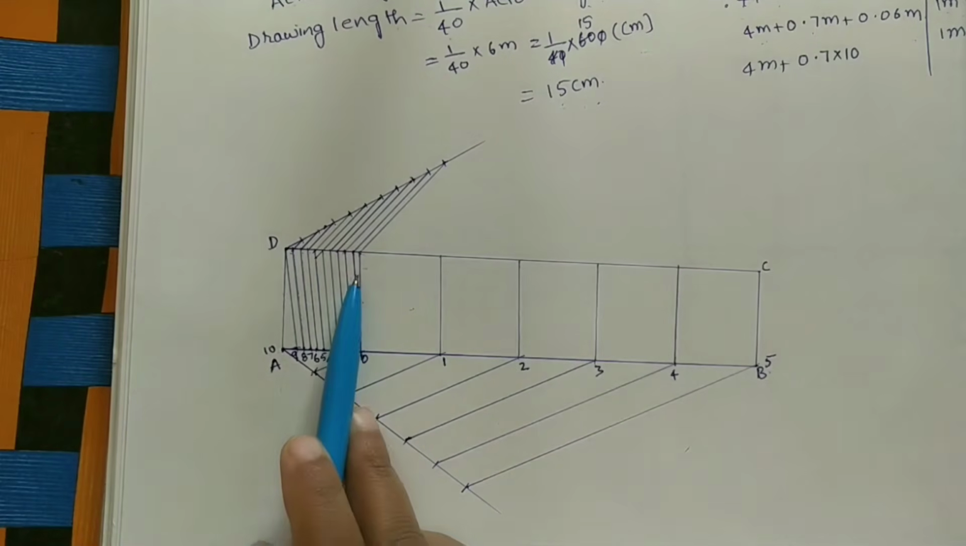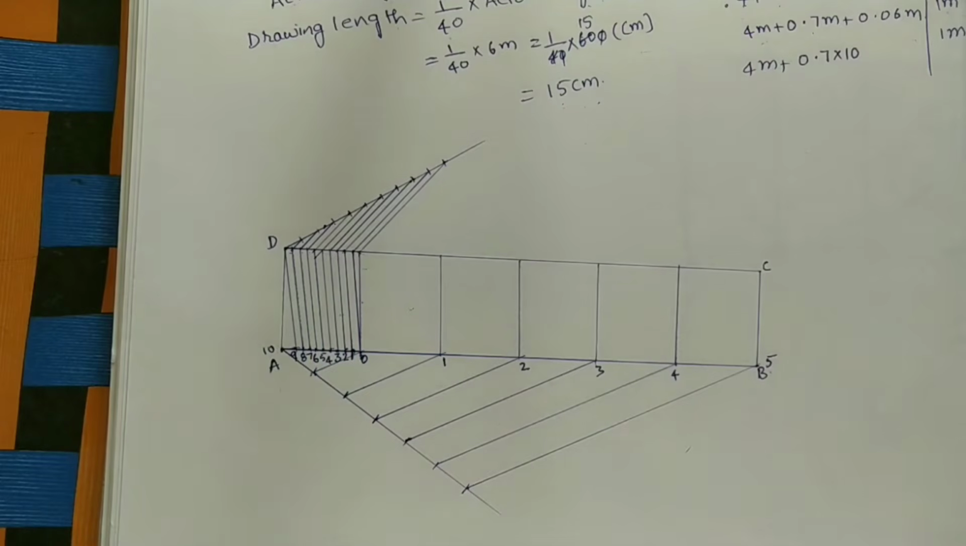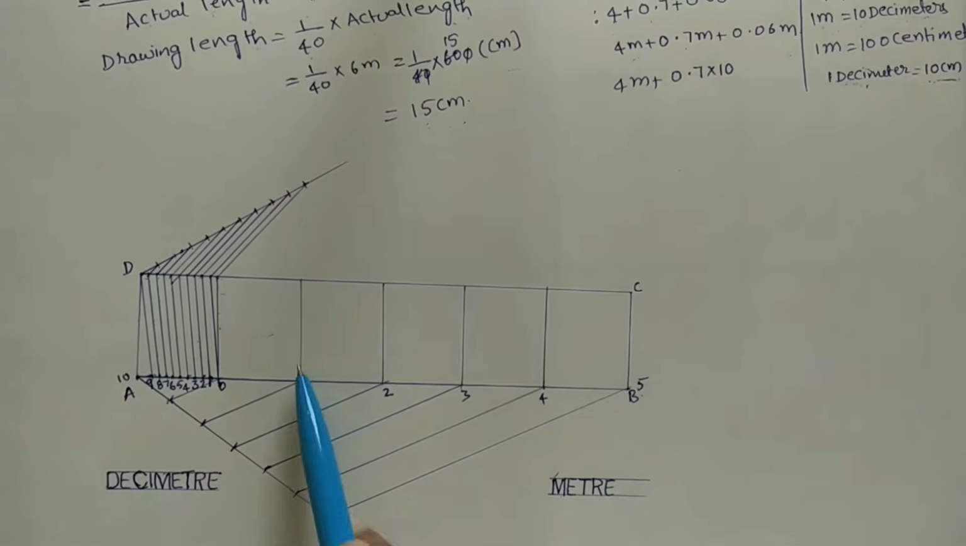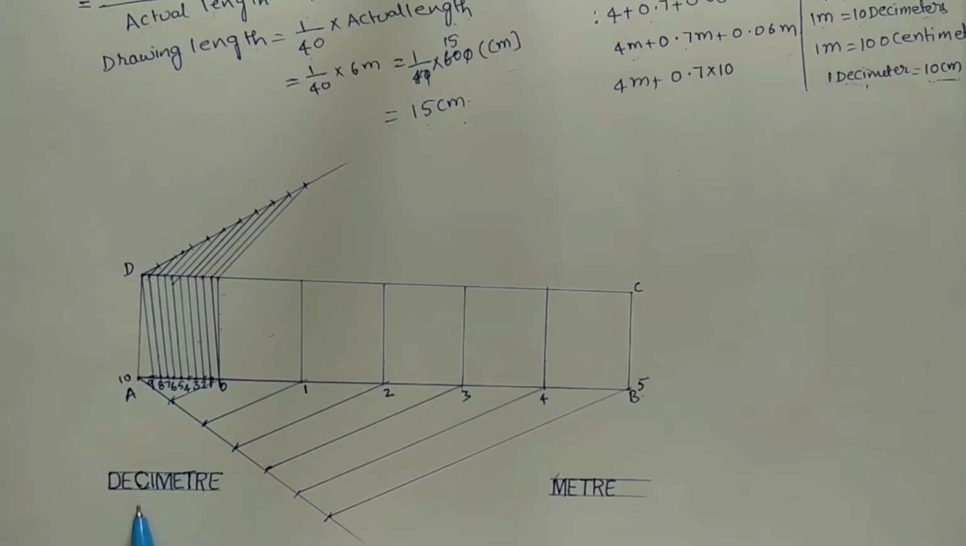Okay, so each division is 1 decimeter. How many parts here? 10 parts. Each part is 1 decimeter. So here I have written meters. This scale from 0 to this one will measure meters, and this side it is measuring decimeters. 5 decimeters means from 0 to 5. Okay, it will give 5 decimeters. Like that we can measure up to 10 decimeters by using this scale.